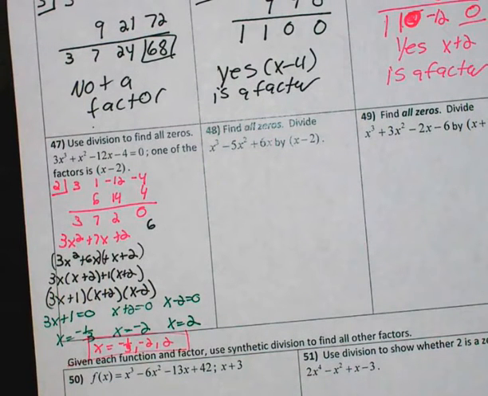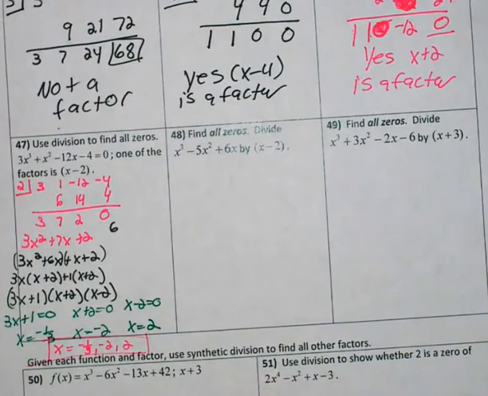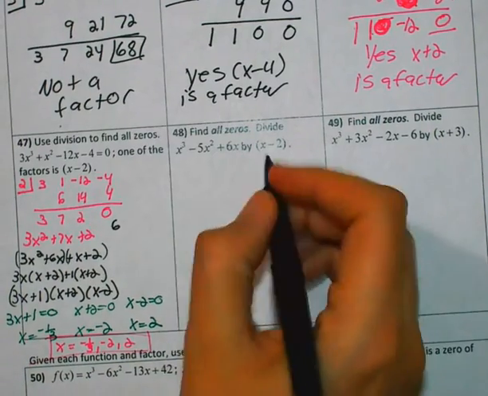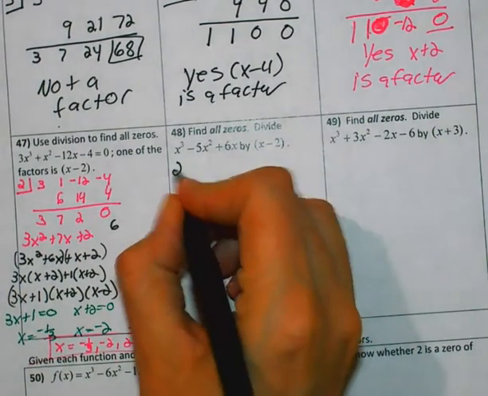All right, let's take a look at the next one. It says find all the zeros, divide x cubed minus 5x squared plus 6x by x minus 2. We're going to use our synthetic division again. Opposite sign, so I'm going to put 2 on the outside here.